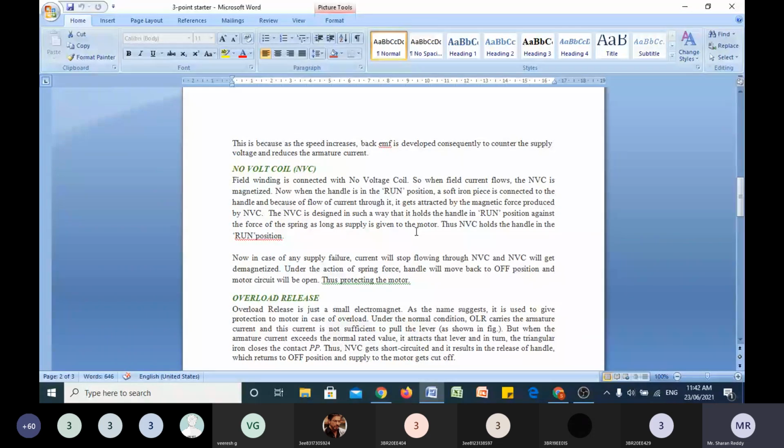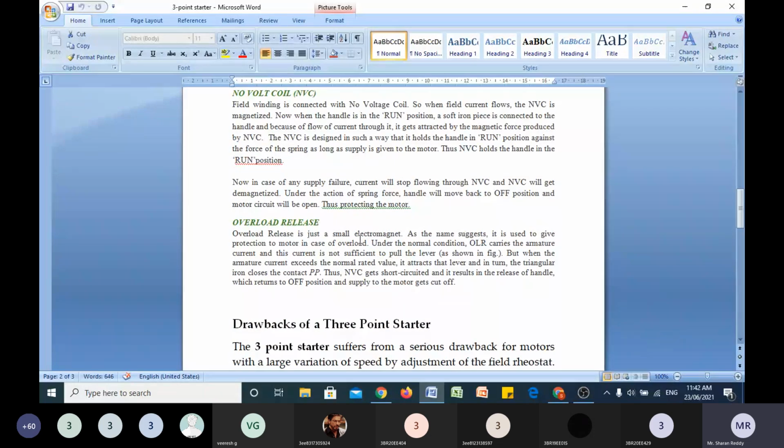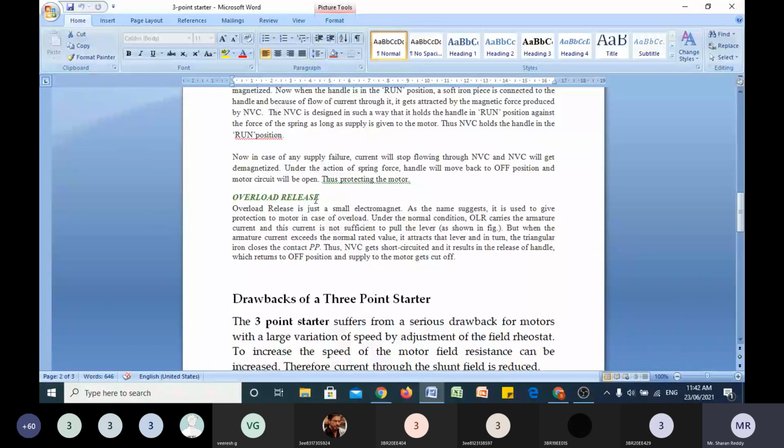So, when you remove the supply, it demagnetizes. And there is also an overload release coil. These two you must write in that. Two important functions of the overload release coil, right? No volt coil. The overload release coil is a small electromagnet, as the name suggests. It is used to give protection to the motor in case of overload.